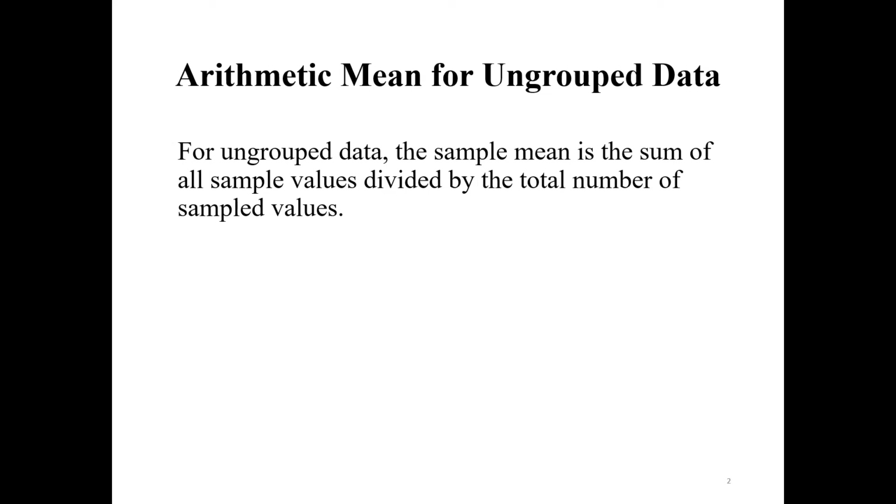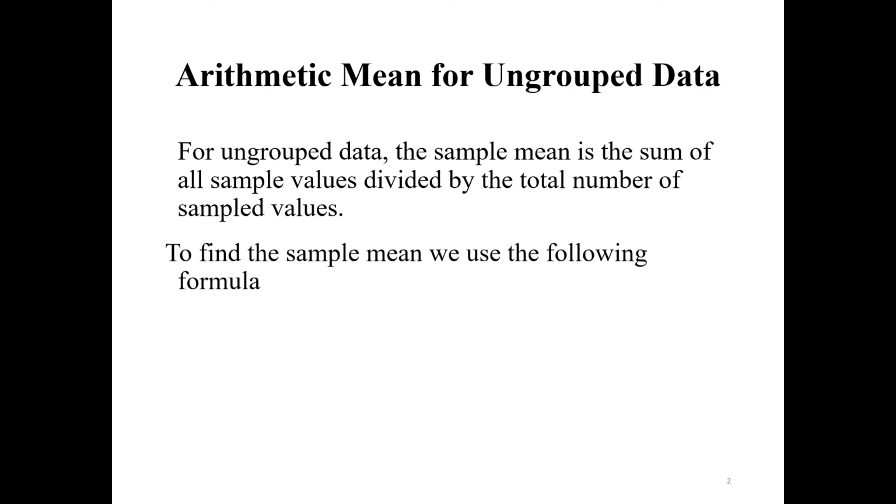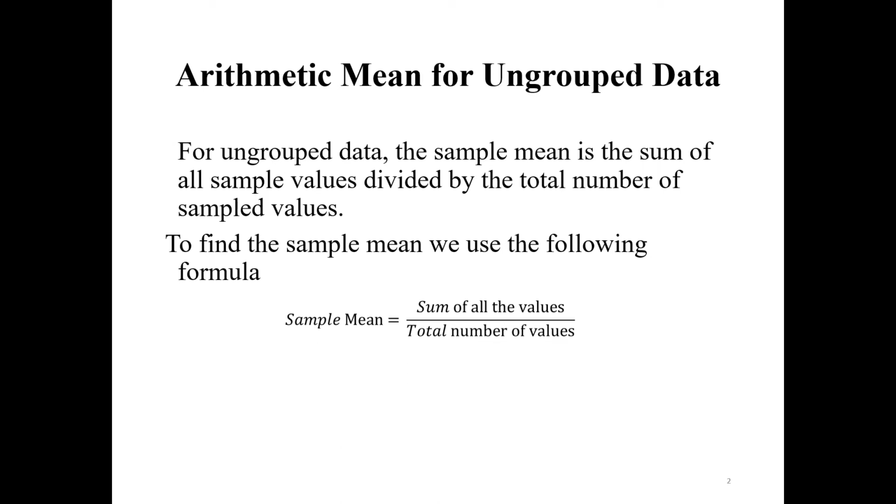The simple definition of arithmetic mean is we sum all the observations and divide the sum by the total number of observations. Symbolically, we can find arithmetic mean as x1 plus x2 plus so on up to xn divided by n, where x1 represents the first observation, x2 represents the second observation, and so on, and n represents the total number of observations in your sample data.